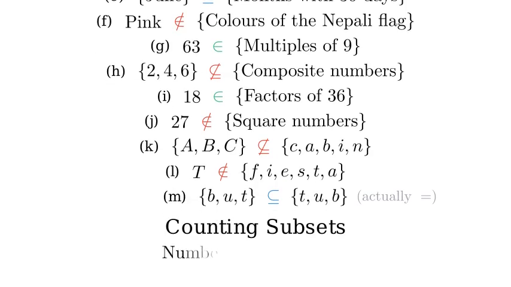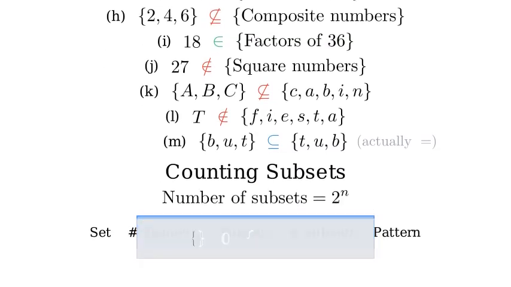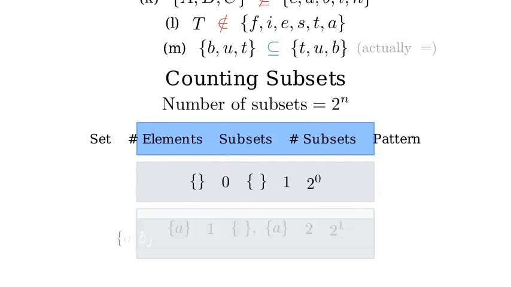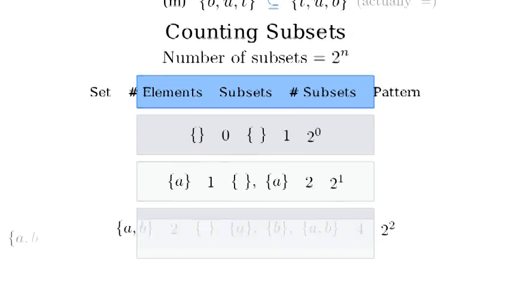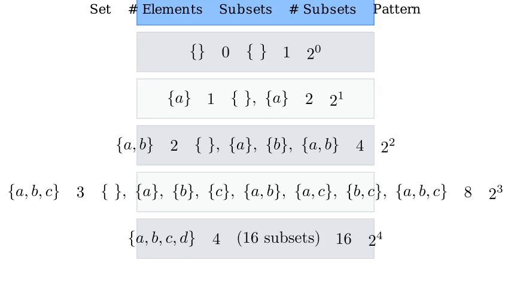Now for counting subsets. The pattern is the power of 2 rule. If a set has n elements, then it has 2 to the n subsets. Let's complete the rows step by step. First the header row, then we populate each example row from empty set up to 4 elements. Applications. B. How many subsets does a set with 7 elements have?